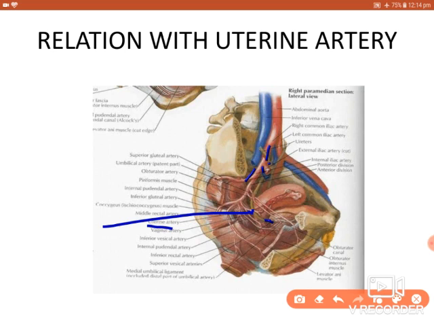It crosses the ureter anteriorly from lateral to medial. That forms the one main relation in this oblique part, the pelvic part of the ureter. This uterine artery crosses anteriorly to the ureter from lateral to medial.